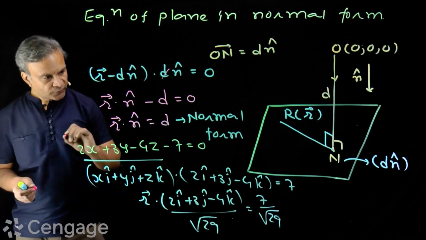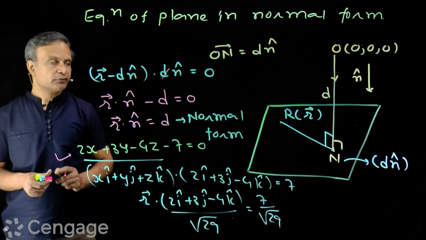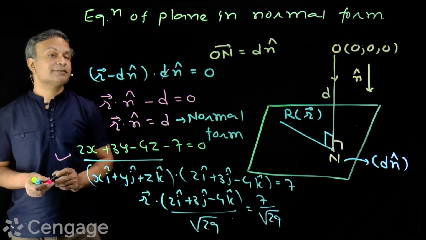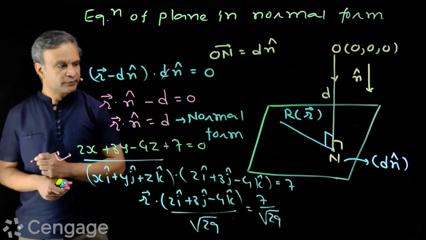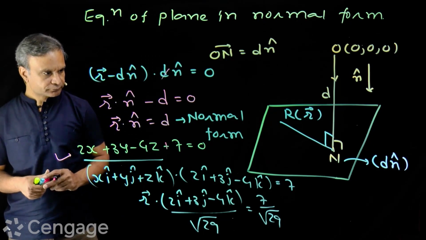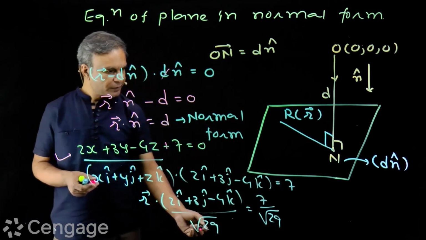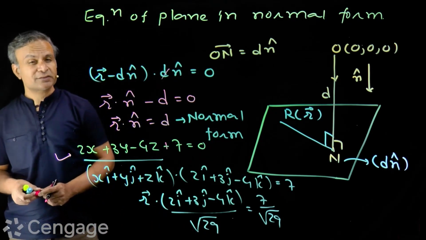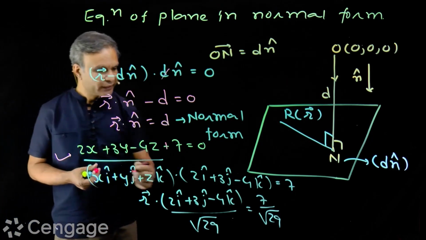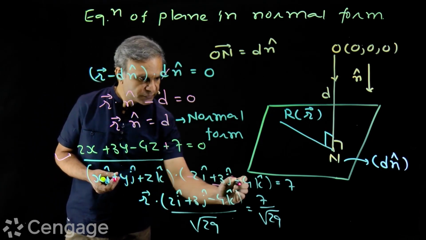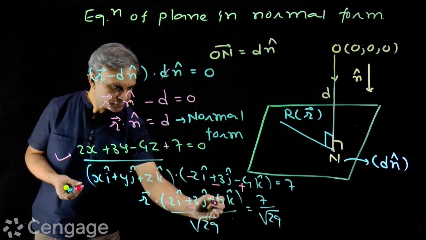So if we have the equation of a plane in standard form, we can find its distance from the origin. Suppose we have here plus 7. What do we do? We transfer 7 to the RHS, we will have here minus 7. Then we divide both sides by minus 1, because the distance of the plane from the origin will be positive. Distance we always take as positive, so in that case we will have minus minus plus.